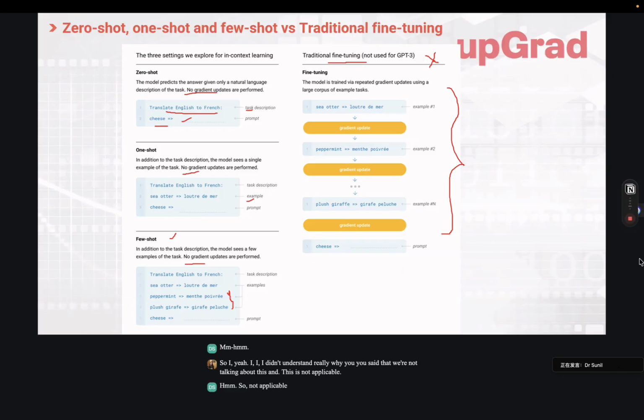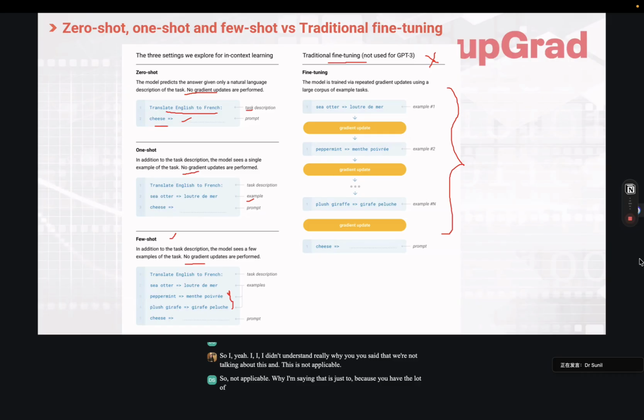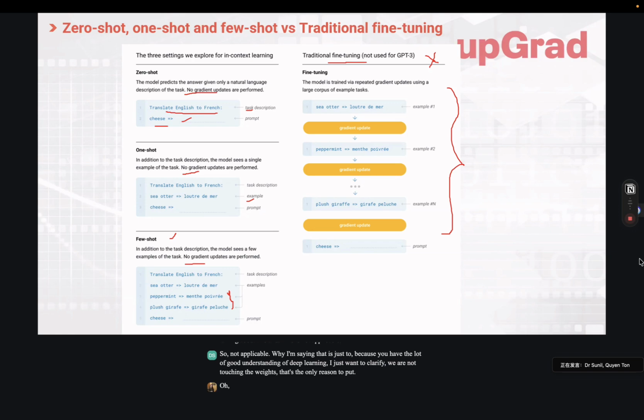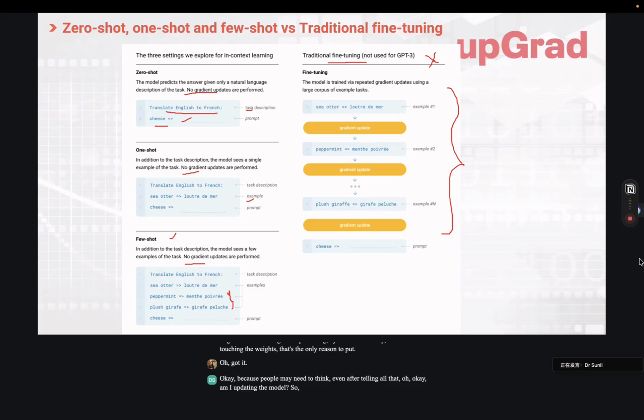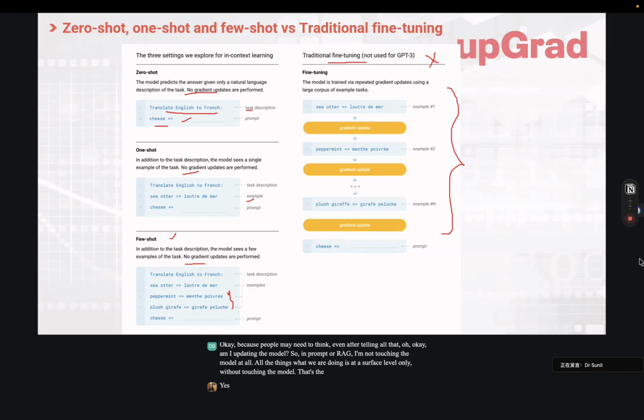Why I'm saying that is because you have a lot of good understanding of deep learning. I just want to clarify, we are not touching the weights. That's the only reason. People may need to think, even after telling all that, am I updating the model? So in prompt or RAG, I'm not touching the model at all. All the things we are doing are at a surface level only, without touching the model. That's the clarification I want to give.